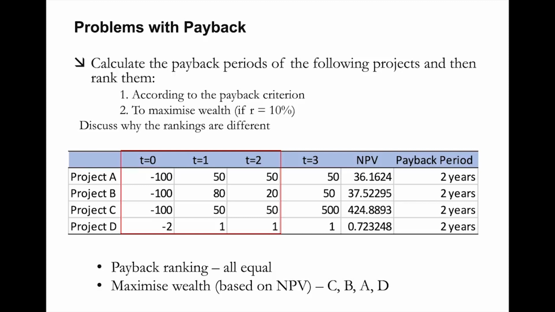So similarly, Project B costs $100 today as well, and it will pay $80 in year 1 and $20 in year 2. Again, the 80 plus the 20 covers our initial investment of $100. So again, the payback period here is 2 years.